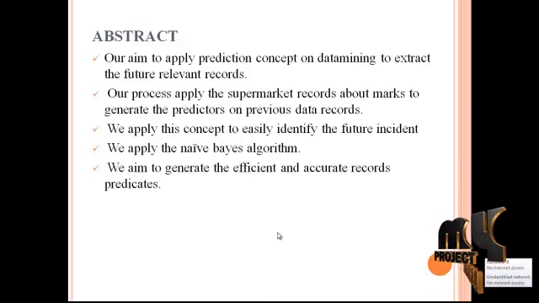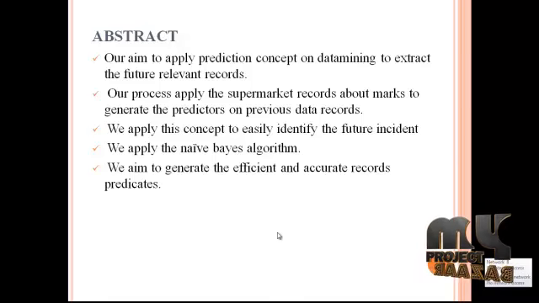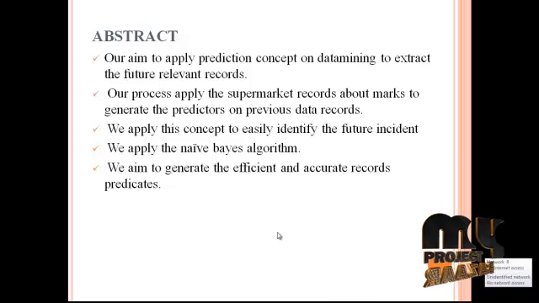After classification, we select any one of the customers, take the details based on customer ID, identify the product count the customer purchased in the supermarket, and identify the maximum product they have purchased. Then we apply the naive-Bayes concept to identify how much money they will spend next month and how many products they will purchase. So we can easily identify the future incident. Our algorithm is very accurate and efficient, and we aim to generate efficient and accurate record predicates.